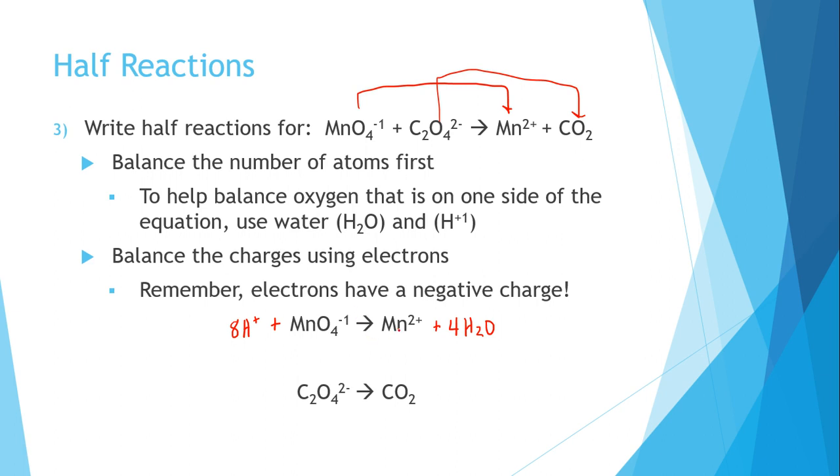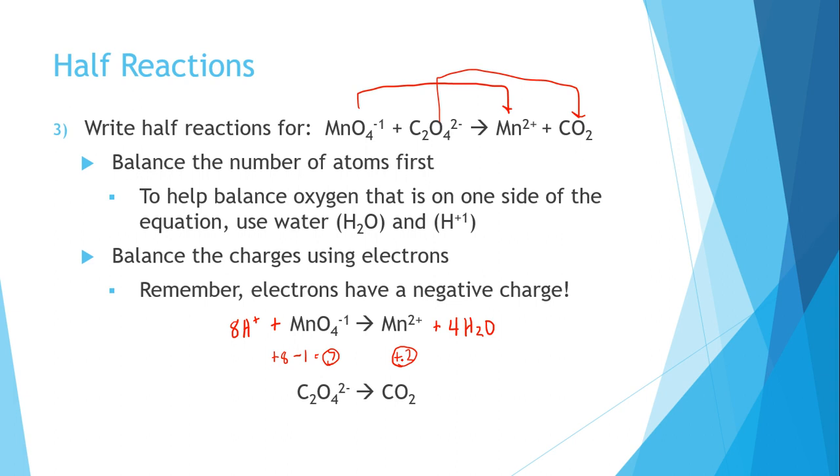So what we're going to see over here on the left-hand side is I have 8 plus 1 charges. So I have a plus 8, and then I have 1 negative 1 charge. So minus 1. This gives me a total of +7 on the left. Over here on the right, this compound's neutral, so we don't worry about this, but we have 1 plus 2 charge. So I have plus 2 over here.